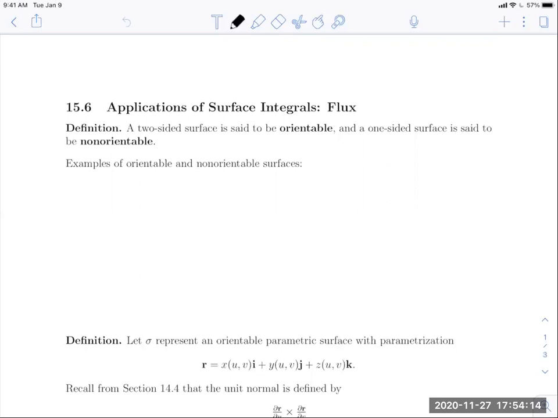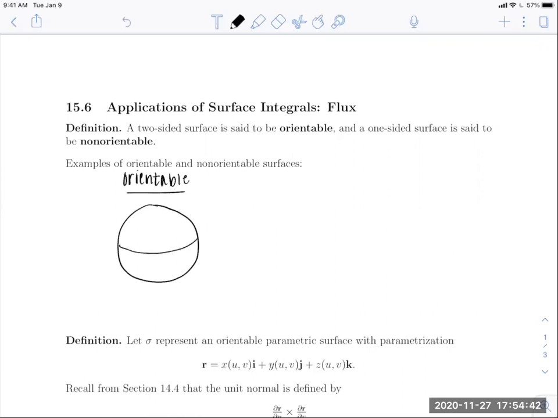So what exactly does this mean, a one-sided surface versus a two-sided surface? Let's sketch a couple of examples that you're probably familiar with. Let's start with an orientable surface. All right. So this is going to be something that is two-sided. Probably our most common orientable surface would just be a sphere.